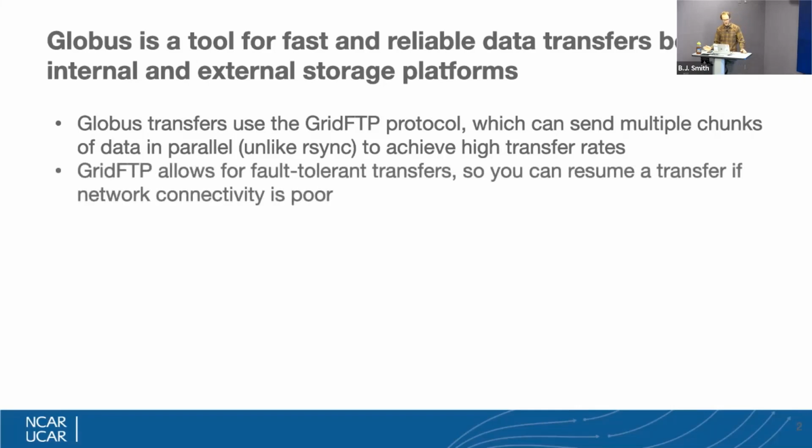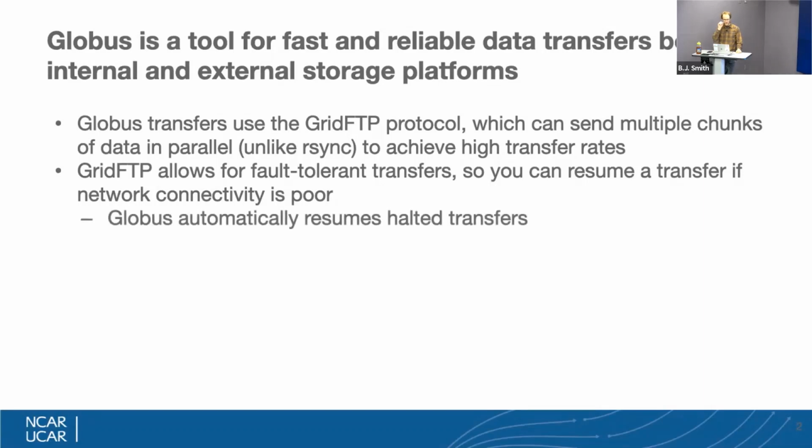GridFTP also enables fault-tolerant transfers. So if a transfer gets broken, if the connection is broken between the two endpoints, you can resume a transfer if for some reason network connectivity is poor. Now, generally these endpoints are between sites that are very reliable, so that isn't too much of an issue. But if you're transferring terabytes or even petabytes of data, it takes a while. If the transfer is broken at any point, you can resume that using GridFTP and therefore using Globus.